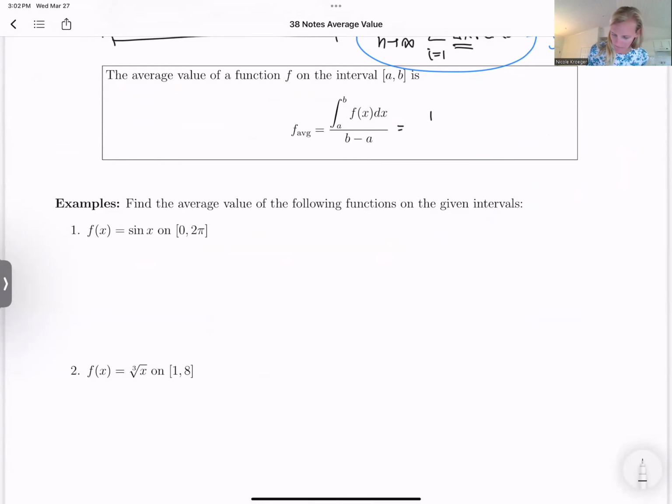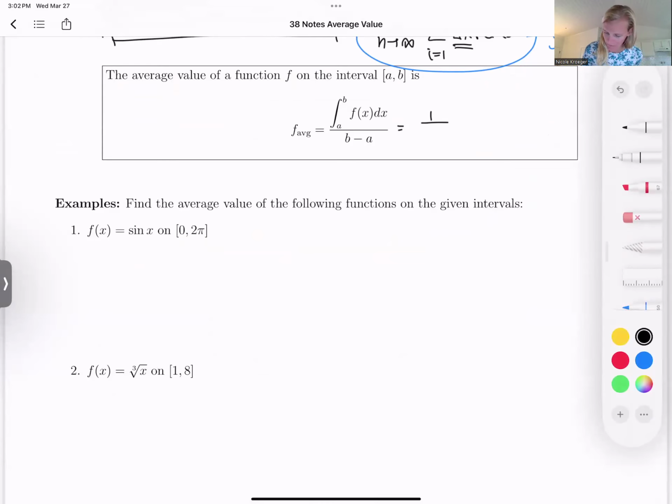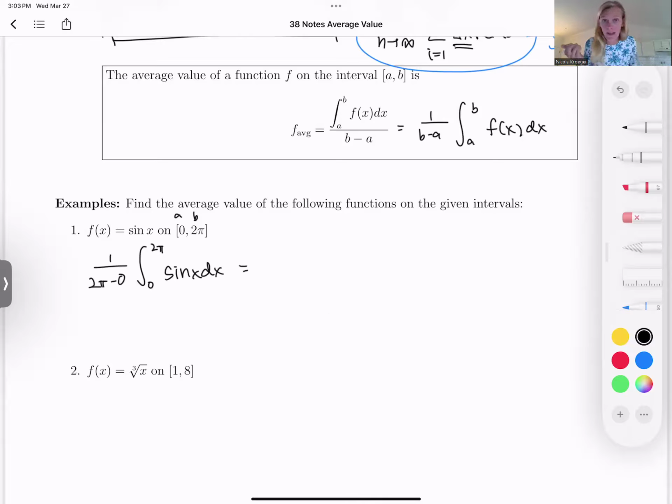We can also write this equation by pulling that denominator out. It's a little bit nicer to write it as 1 over b minus a times the integral. This is how I oftentimes do it. So in this case, my a is 0, my b is 2 pi. So I'm going to have 1 over 2 pi minus 0 times the integral from 0 to 2 pi of sine of x dx.